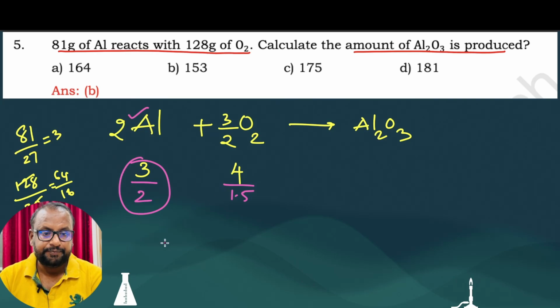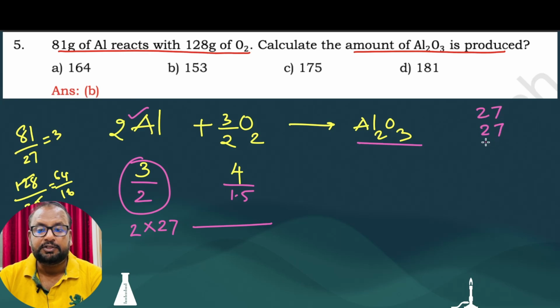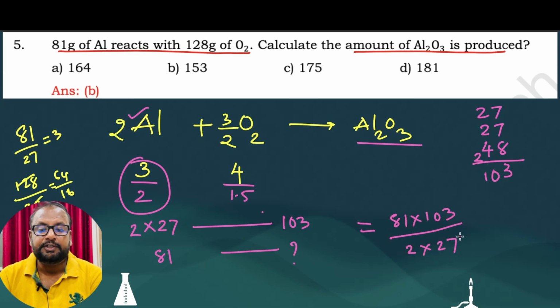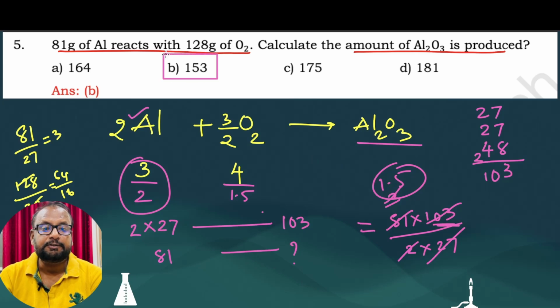From this we can solve it easily, right? 2 into 27 grams of aluminium gives you 1 mole of Al2O3. Its molar mass is going to be 27, 27 and 48. This is 15, 15 plus 8, 23. 2, 6, 103. Gives you 103 grams of Al2O3, right? Then 81 grams gives you how much? Just cross multiply. 81 times 1 over 3 over 2 into 27. So 27 goes how many times? 3 times here. So this goes 1.5. So 1.5 into 103 is nothing but 153, that is the answer for this question.